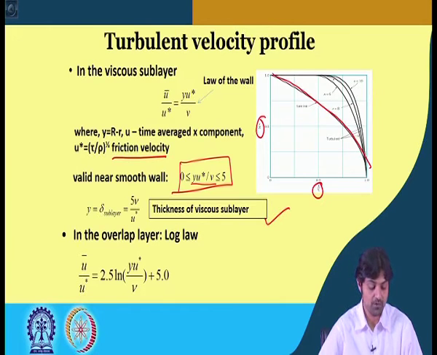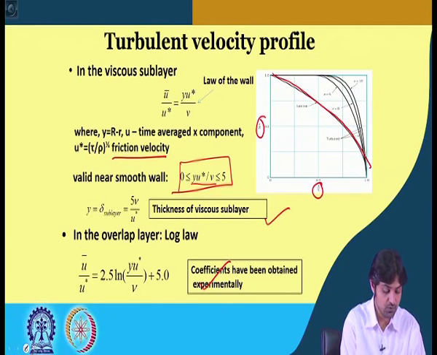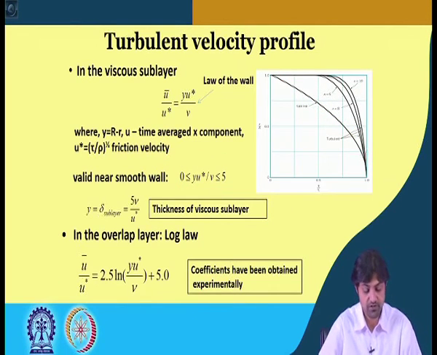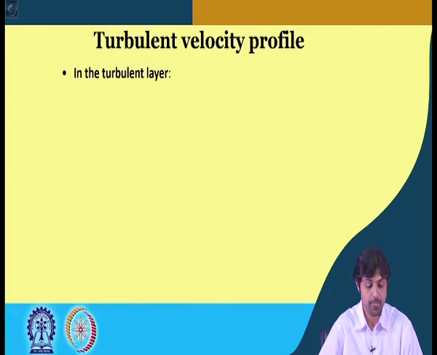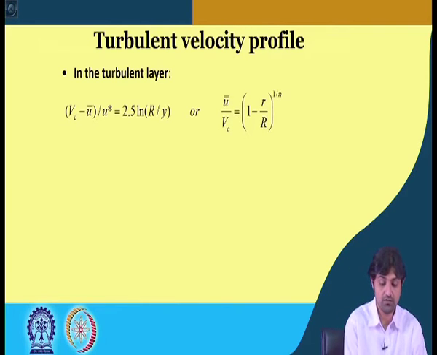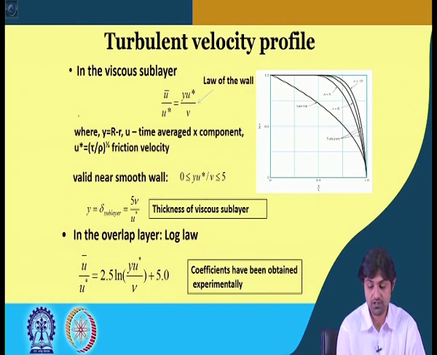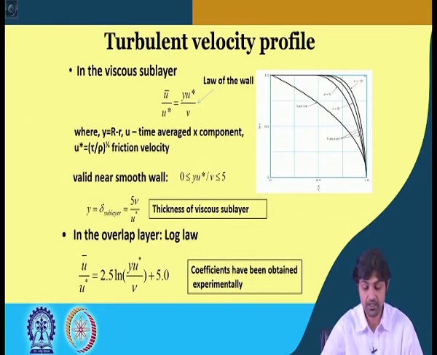U bar by u star is equal to 2.5 ln (y u star by nu) plus 5.0. I think we have gone through it in our other lecture. Here the coefficients of 2.5 and 5.0 have been obtained experimentally. In the turbulent layer, we can also write it in the form of center line velocity, the graph of which was given here. All right.